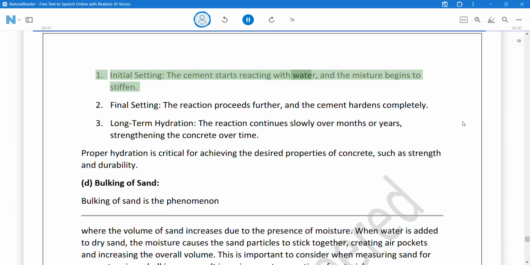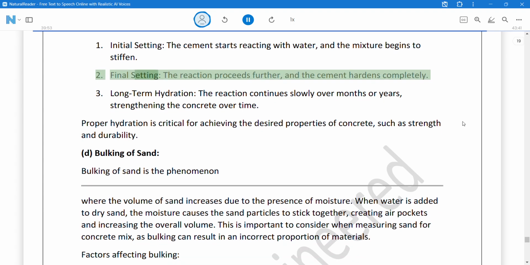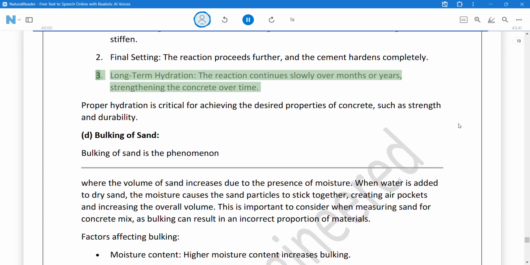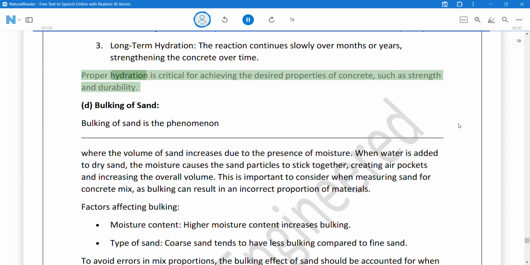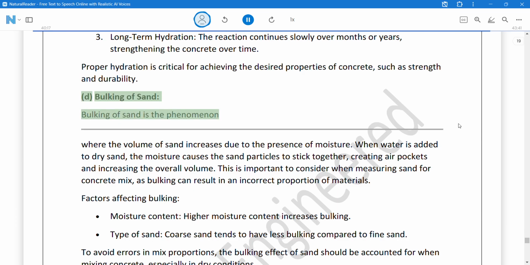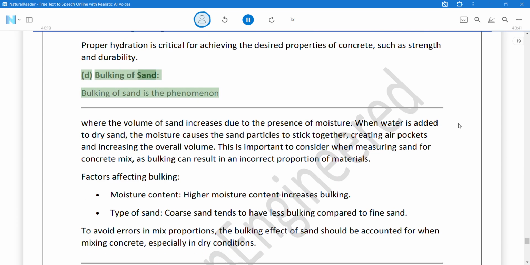1. Initial setting: the cement starts reacting with water, and the mixture begins to stiffen. 2. Final setting: the reaction proceeds further, and the cement hardens completely. 3. Long-term hydration: the reaction continues slowly over months or years, strengthening the concrete over time. Proper hydration is critical for achieving the desired properties of concrete, such as strength and durability.